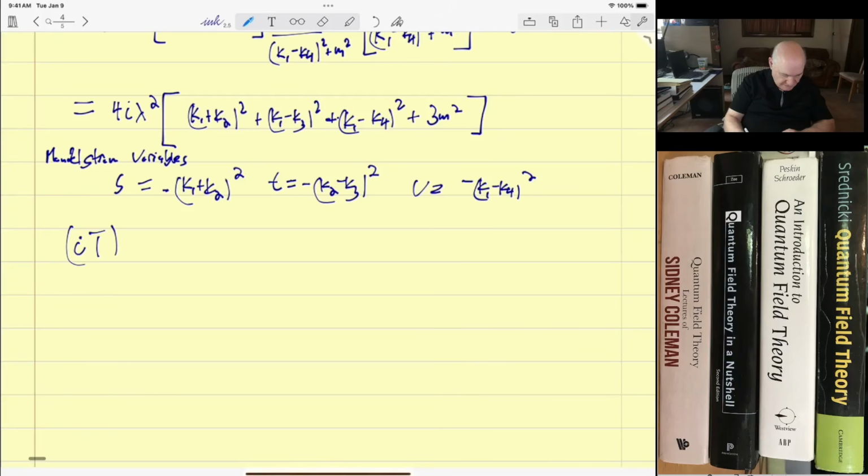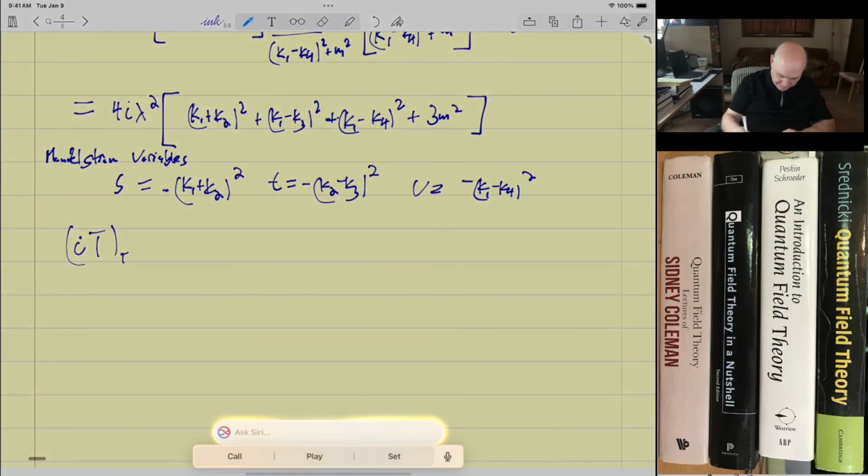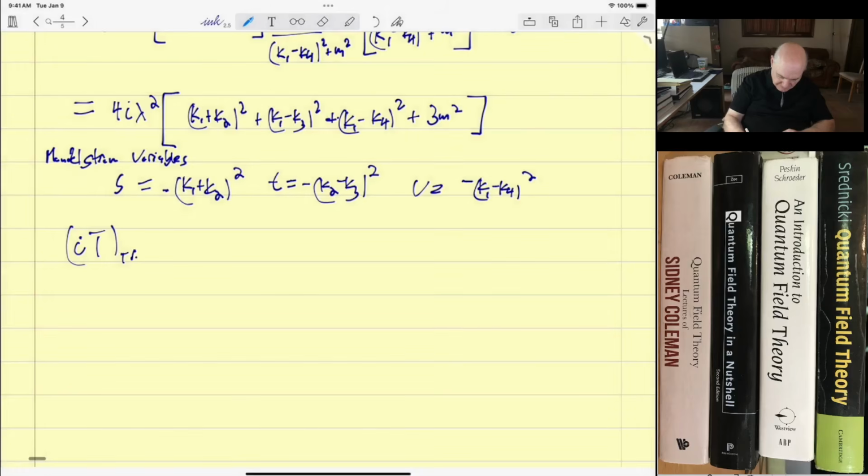So in terms of these variables, we get iT tree 3 point. It's actually 3.2 goes to 2 scattering. It's not really the 3 point anymore. This is equal to 4I lambda squared times minus S minus T minus U plus 3m squared.